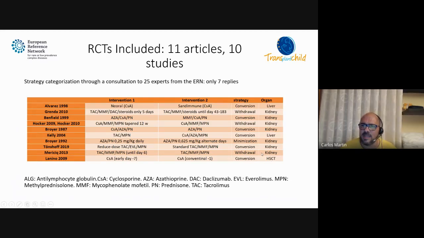So as you can see, the organ mainly is kidney with 7 studies, followed by liver with 2 studies, and only 1 for hematopoietic stem cell transplantation. That means that most of the organs we have in our ERN have no randomized controlled trials assessing the immunosuppression strategies. Probably there are studies not randomized dealing with that, but not clinical studies.